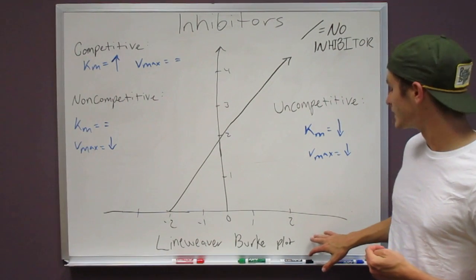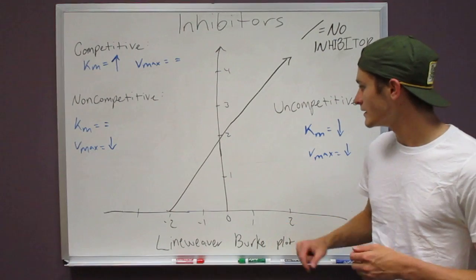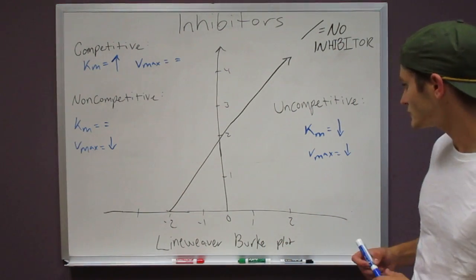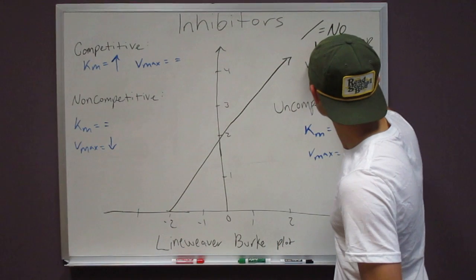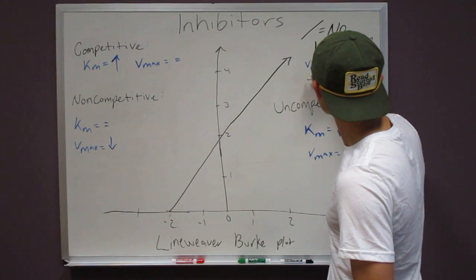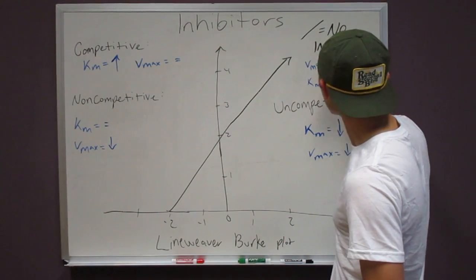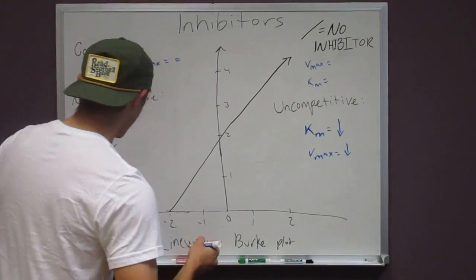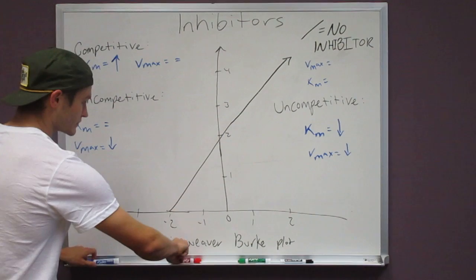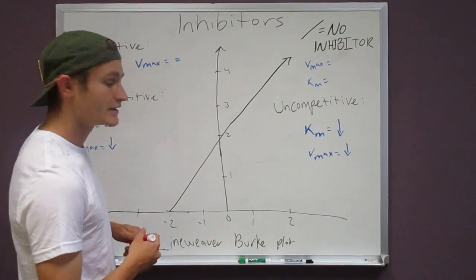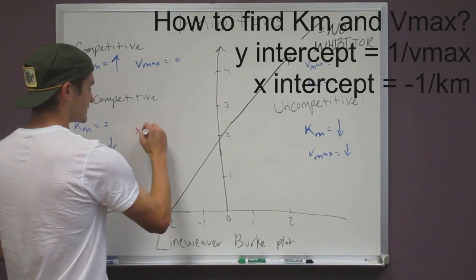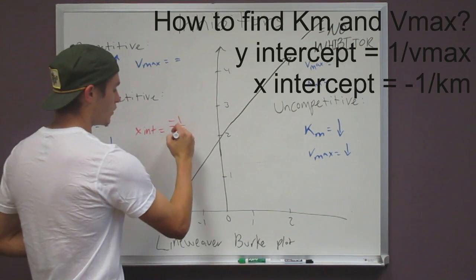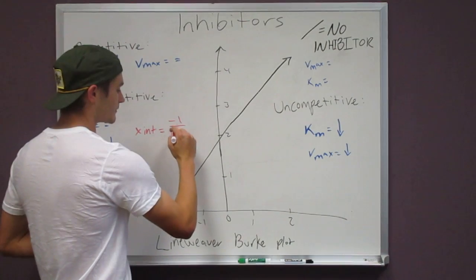So for the Lineweaver-Burk plot, how do we find Km and how do we find Vmax? Let's put the Vmax and Km equals. How do we find these? To find these, there are a couple different things we could do. On the x-intercept, x-intercept equals -1 over Km.